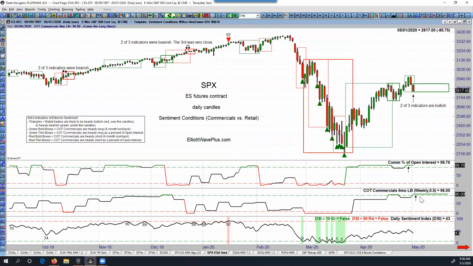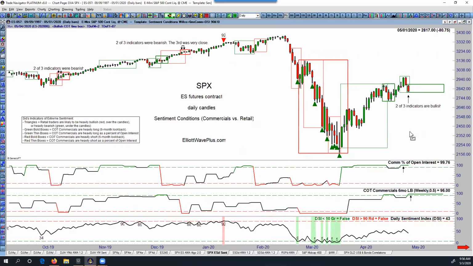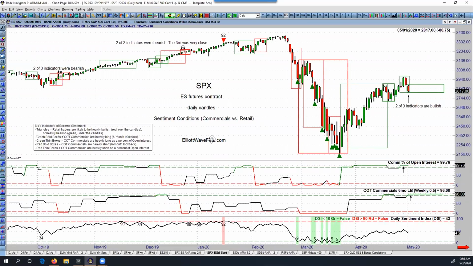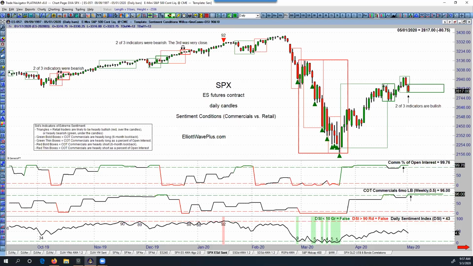Sentiment: the commercials are still showing heavily long. I think the commercials have a way of gaming these positioning indicators. It's a liar's world now. Liars and cheats. And if we get into a real crash here, yeah, I would expect more lying and more cheating.